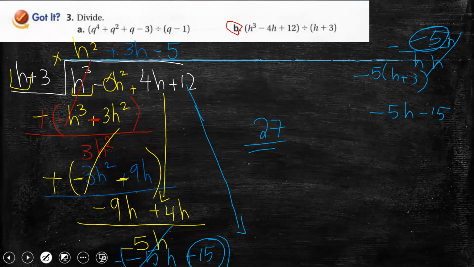27 is less than h, we have to stop. Now, how do we write the answer? It is h squared plus 3h minus 5 plus 27 over h plus 3. Now, please, I want you to solve 3a, and tomorrow I will solve it here. You will check your answer.